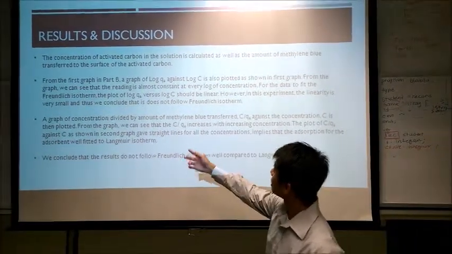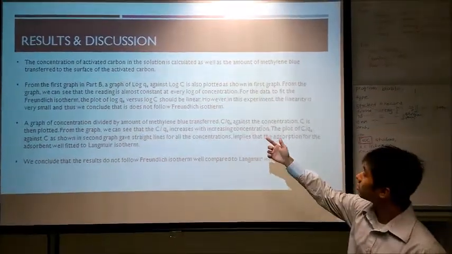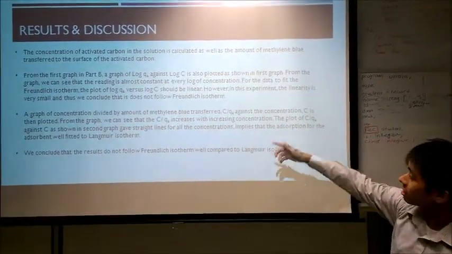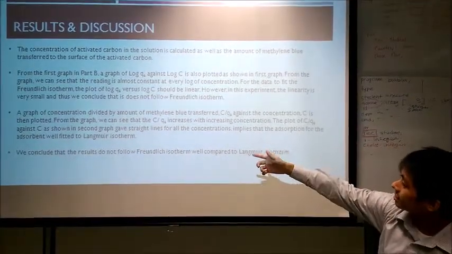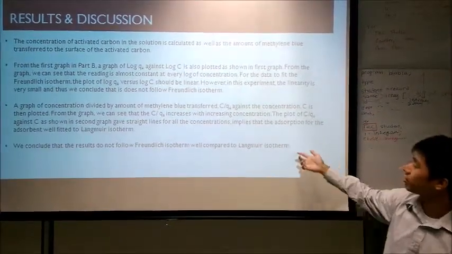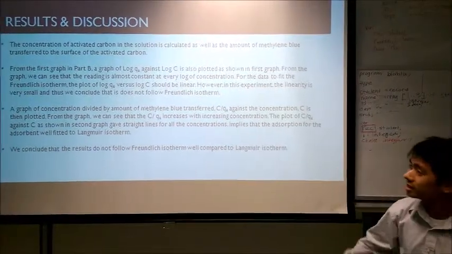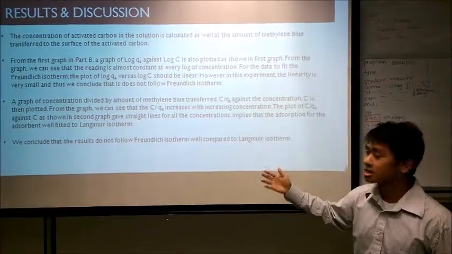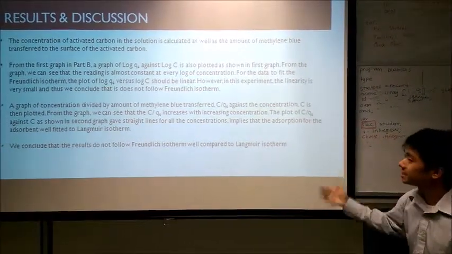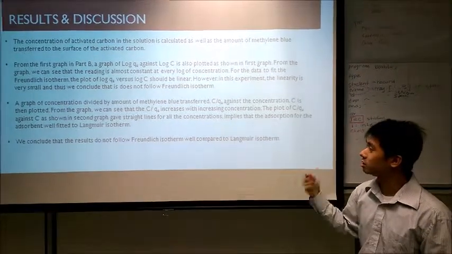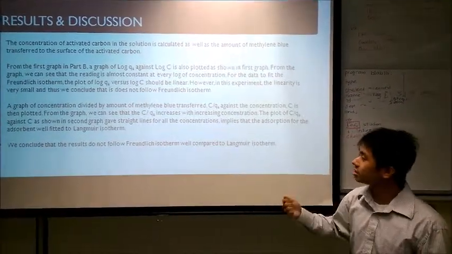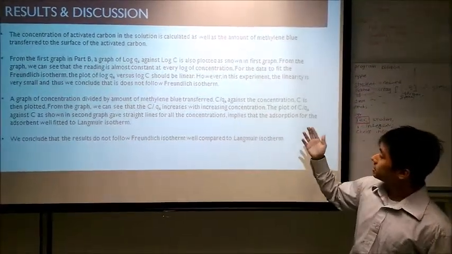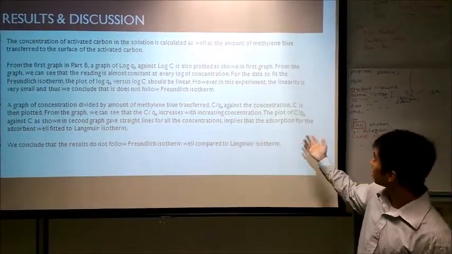For the first graph in part B, a graph of log Q against log C is plotted as shown. From the graph we can say that the reading is almost constant at every log of the concentrations. For data to fit the Freundlich isotherm, the graph must be linear. However, in this experiment, the linearity is very small, so we conclude that the result does not follow the Freundlich isotherm.